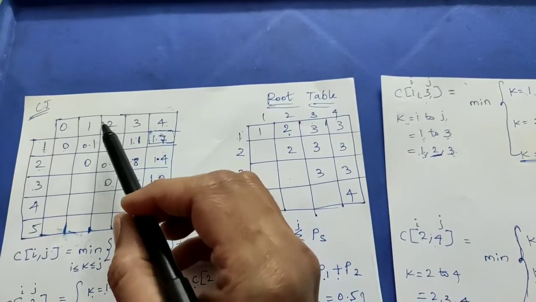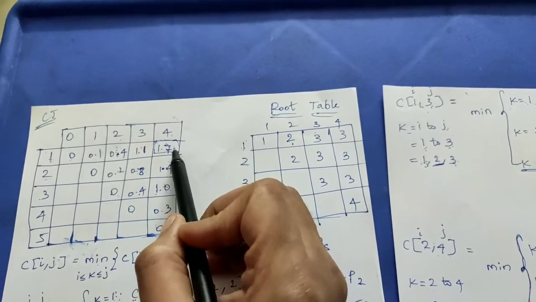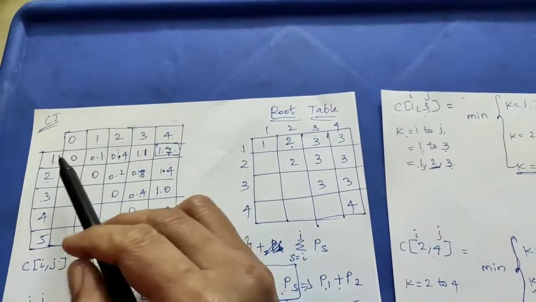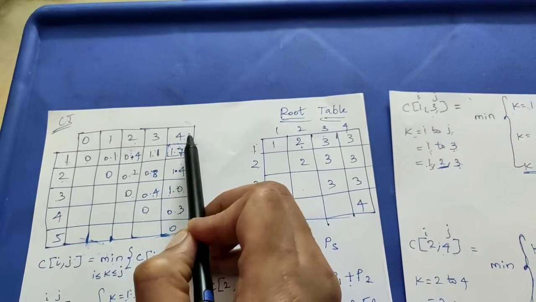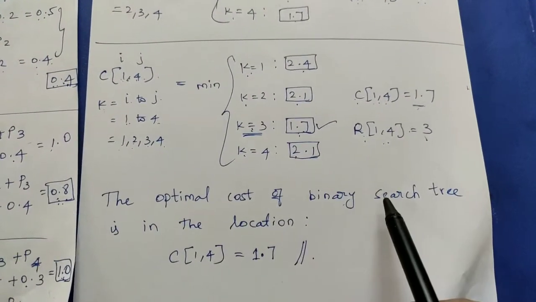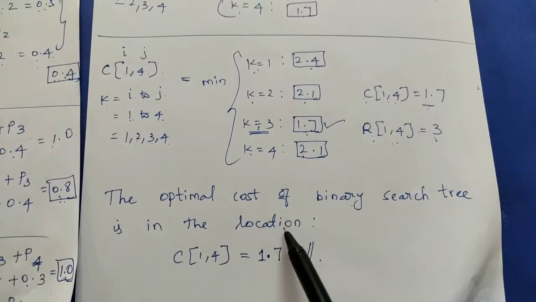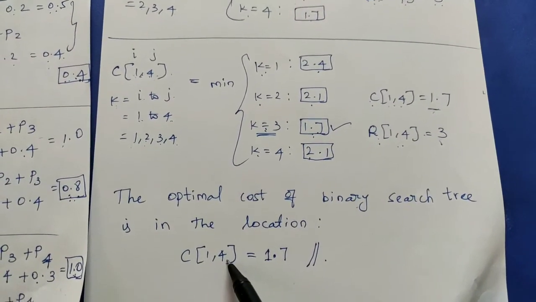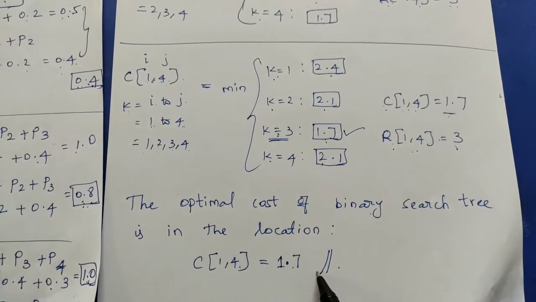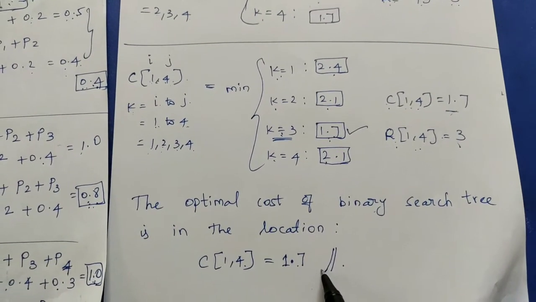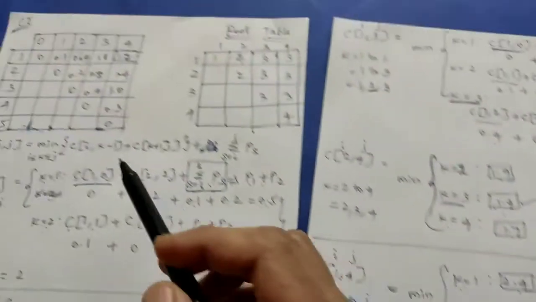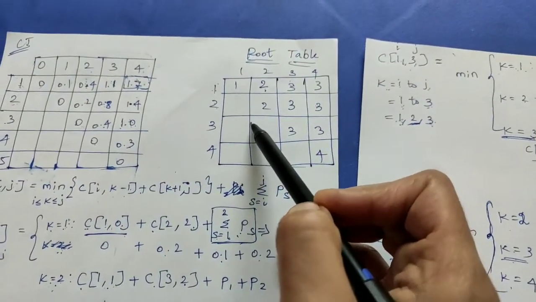So always the optimal cost will be in the last upper diagonal, that is 1, 4. That is 1.7. So the optimal cost of the binary search tree is in the location C of 1, 4. That is nothing but 1.7. In the next video, I'll tell you how to construct an optimal binary search tree based on this cost table, based on this root table.